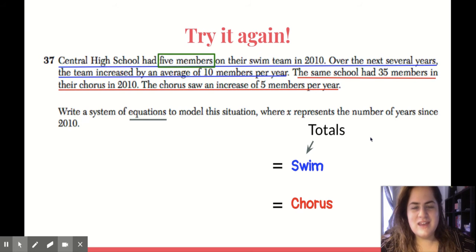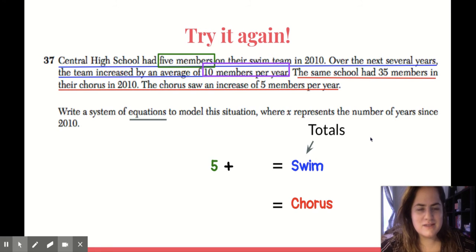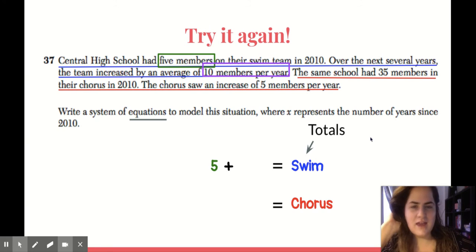Okay, in order to get to the total of the swim team, we started with 5 members, just put that as 5, and then it increased by an average of 10 members per year. So if you remember, per is that multiplication word. I want to multiply 10 by a letter. Let's see, do they ask you to use any variables? Yes, they said X is the number of years, so 10 members per year is 10X.